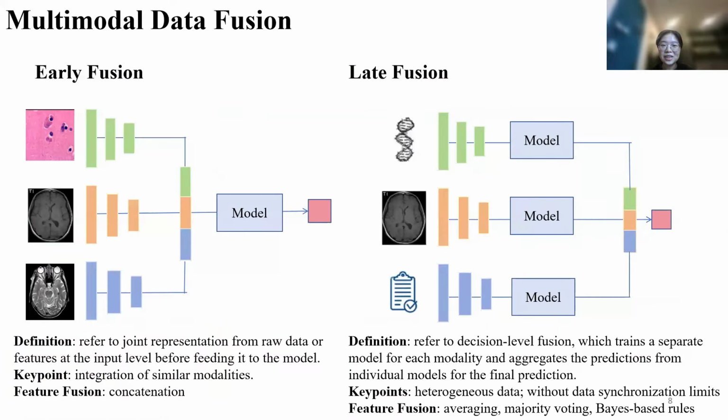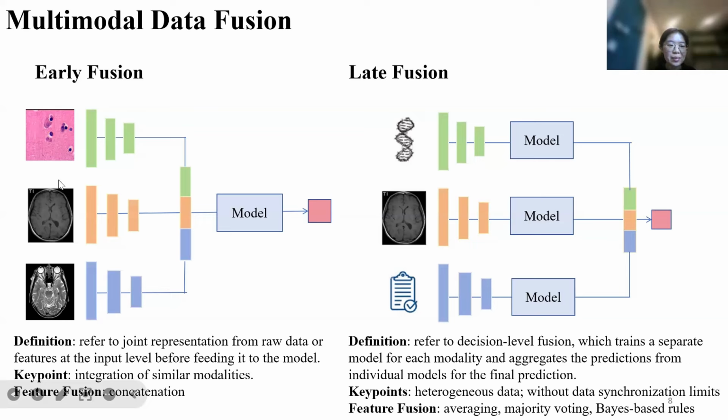After data preprocessing, you might want to know, now we have the data, and how can we integrate that? So here I will show 3 different ways to integrate or fuse the data. So the first way is early fusion. So what does early fusion mean? It refers to joint representation from raw data or features at the input level before feeding it to the model. So here I give you an example.